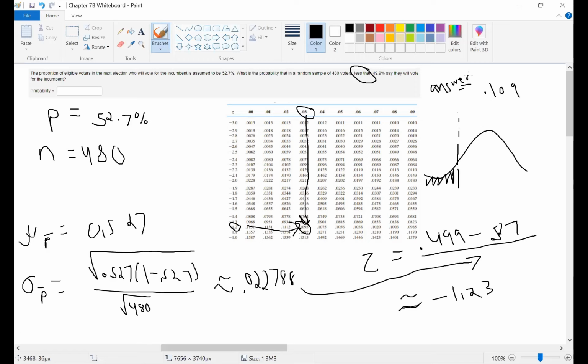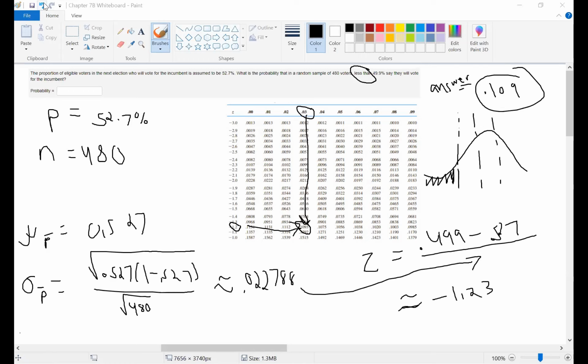Now, let's suppose we were instead interested in a close election. So for example, close might be between 49 and 51. In this case, maybe that might be here and here. The probability is right here. So 10.9%.